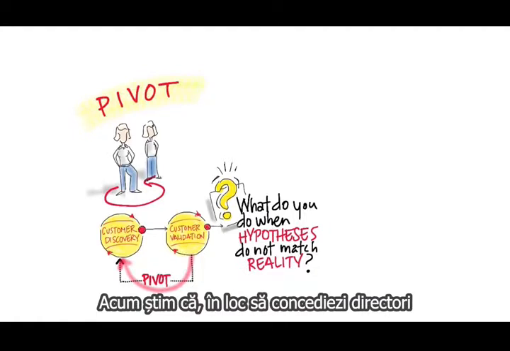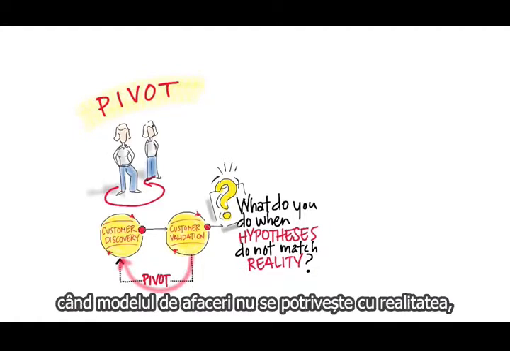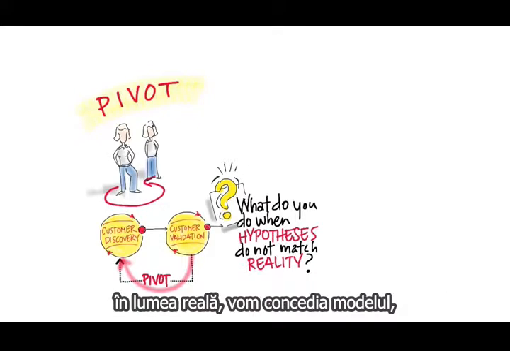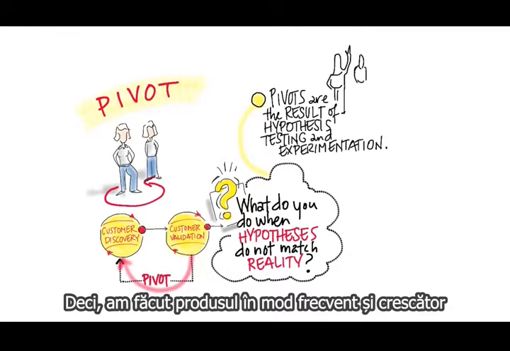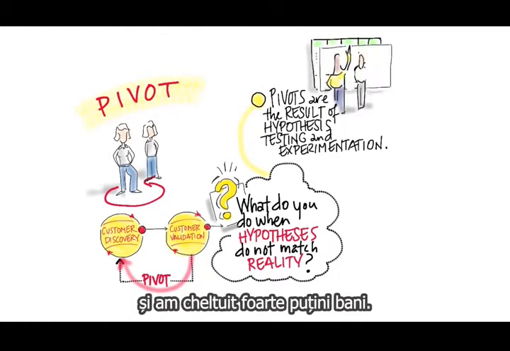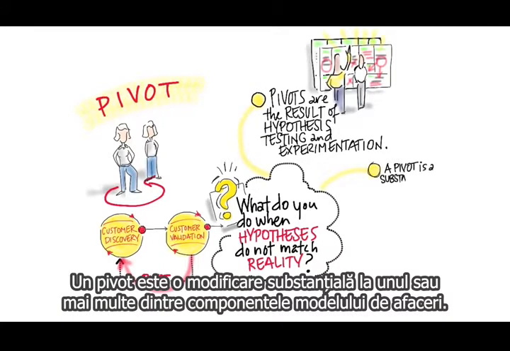What we now know, instead of firing executives when our business model doesn't match what's going on outside in the real world, we fire the model. And we simply say, hey, our hypotheses were wrong. So because we've been building the product iteratively and incrementally and keeping our burn rate incredibly low, a pivot is a substantive change to one or more of the business model components.